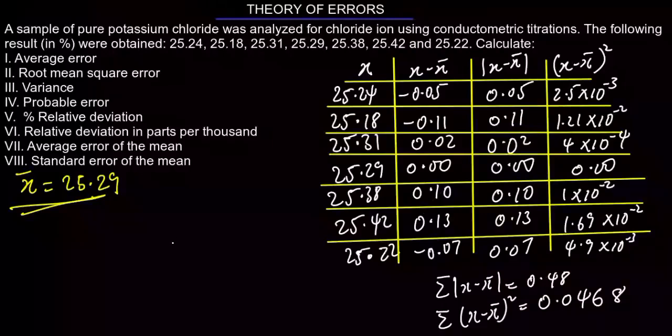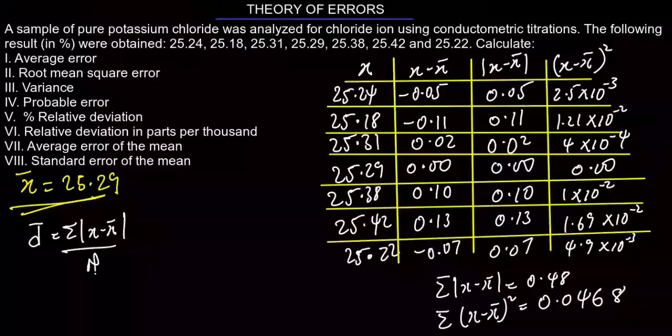Then, what is my average error? How do we calculate average error? Remember, our average error is the mean deviation. And that's the summation of the absolute value of x minus x bar, all over n. And what is my summation? That's 0.48, all over n, where n is the number of data that you have, and that's 7. And what would that give me? 0.48 divided by 7. That will give me what? 0.